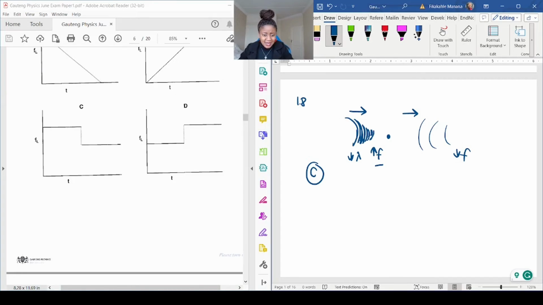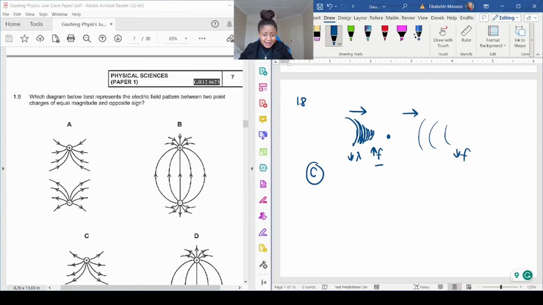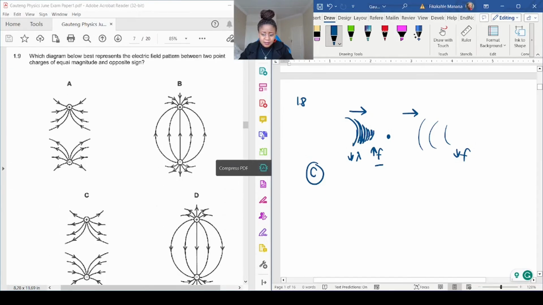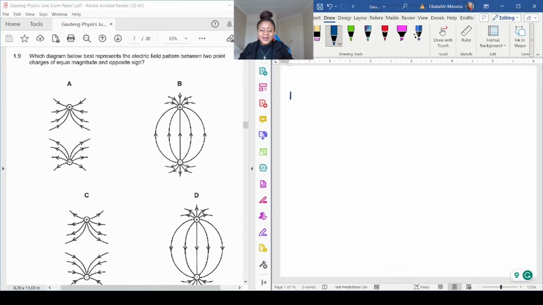Okay, and then let's go over to 1.9. We're almost there. I thought we were going to take forever with question 1, but we're not. So it says, which diagram below best represents the electric field pattern between 2 point charges of equal magnitude and opposite signs? Let's just draw it out for ourselves.